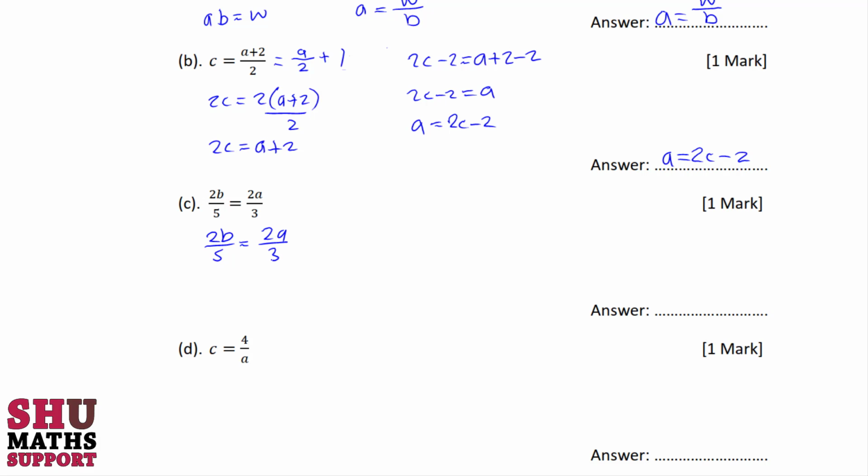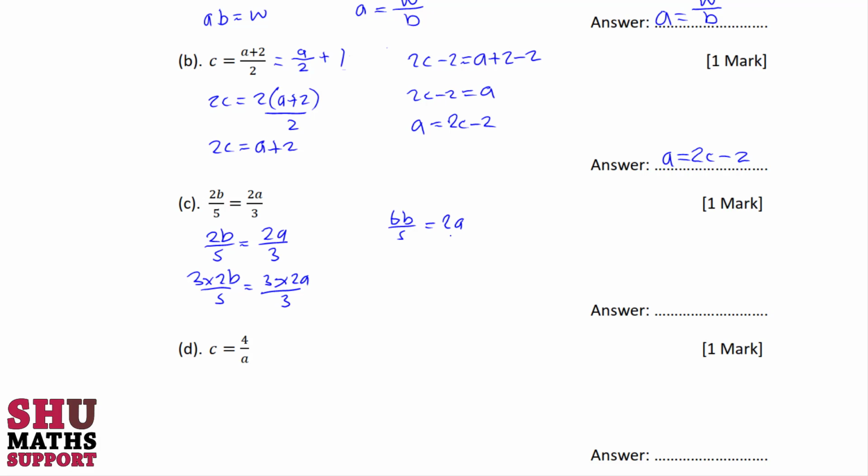And then to get rid of the fraction on the right hand side, we have to times both sides by 3. So we have 3 times 2B over 5 is equal to 3 times 2A over 3. Then simplifying this, we have 3 times 2, which is 6. So we have 6B over 5 is equal to, and 3 times 2 is 6, so we have 6A over 3, and 6A over 3 is equal to 2A. So therefore we have 6B over 5 is equal to 2A.